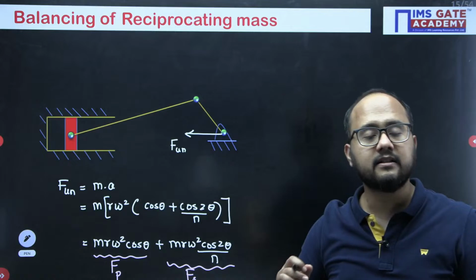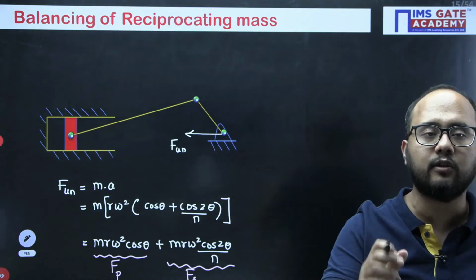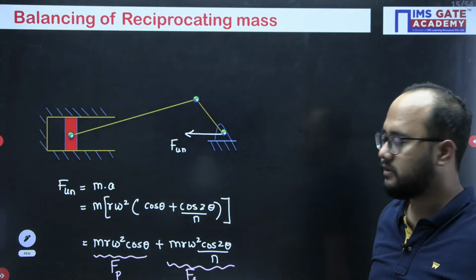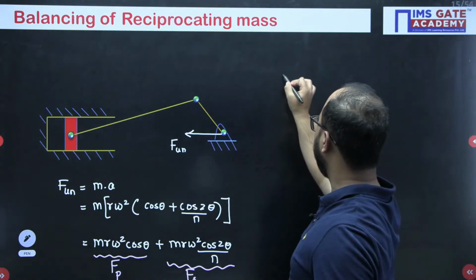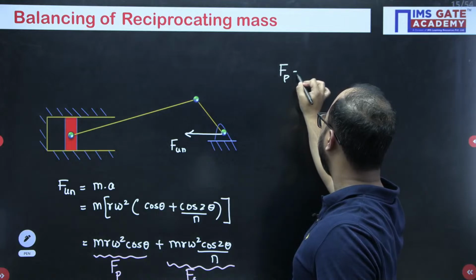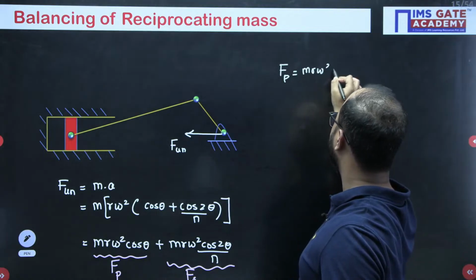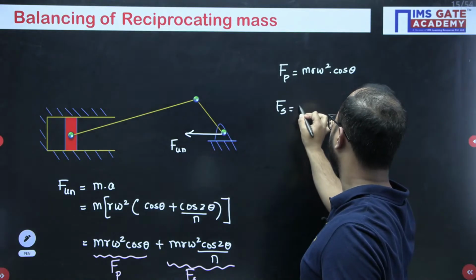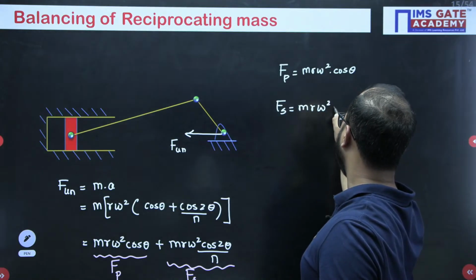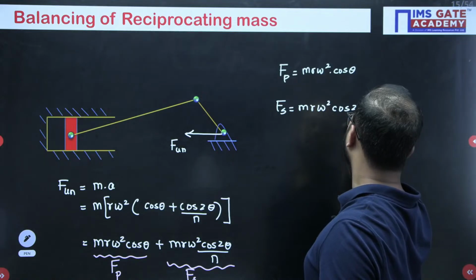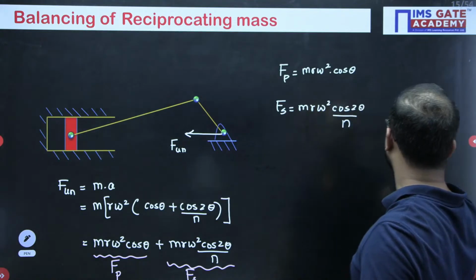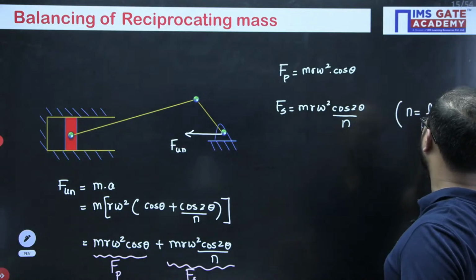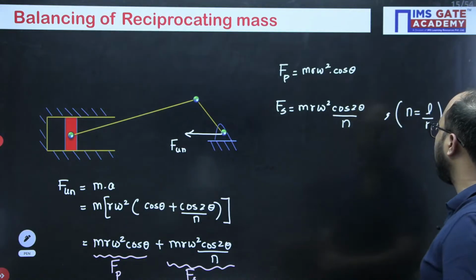So it is advised that first you try to balance the primary unbalanced force, then come to the secondary unbalanced force. Here first of all, some basics you should know. Primary is mr omega square cos theta and secondary is mr omega square cos 2 theta by n. I hope you remember n is the ratio of the length of the connecting rod divided by the crank radius.